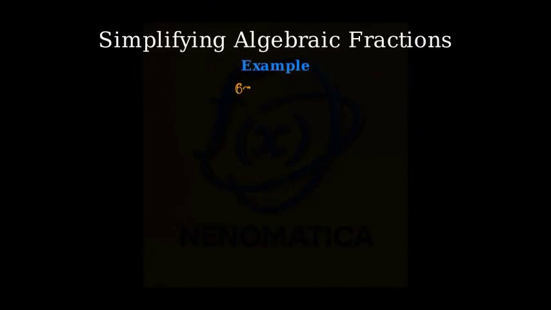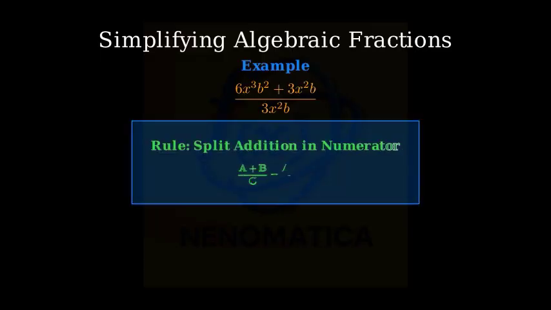Let's start with our first example. We need to simplify the following algebraic fraction, 6x cubed b squared plus 3x squared b, all divided by 3x squared b. To solve this problem, we'll first separate the numerator into two fractions. This allows us to work with each term individually. We can split the expression as follows.